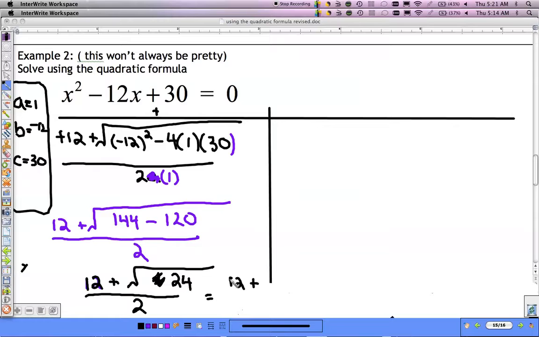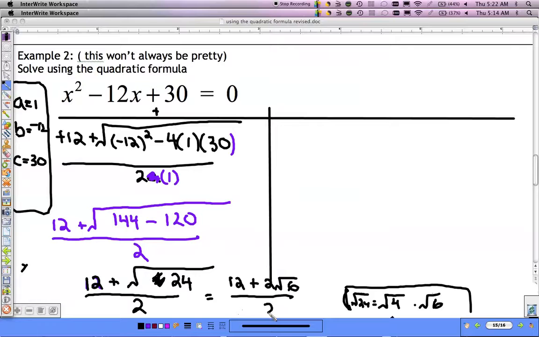That can break down into, let's do it on the side here. I'm going to put a little box to show it has nothing to do with the problem. But that's radical 24, perfect squares that go into 24. I know 4 goes into 24, so that would be the square root of 4 times the square root of 6. Square root of 4 is 2, so that could be 2 radical 6. And then that whole thing is over 2.